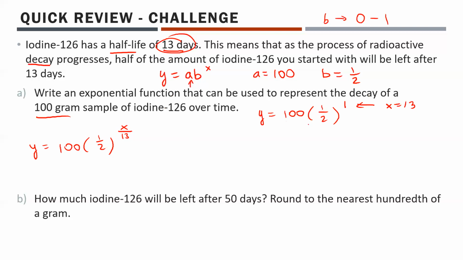So in other words, with half-life, after 13 days, you'd have 50 grams left over. And then after another 13 days, you would have half of 50 left over, so you'd have 25 left over. In other words, it would have been chopped into a quarter. That's how half-life works. So this right here is our formula for the half-life of a 100-gram sample of iodine-126.